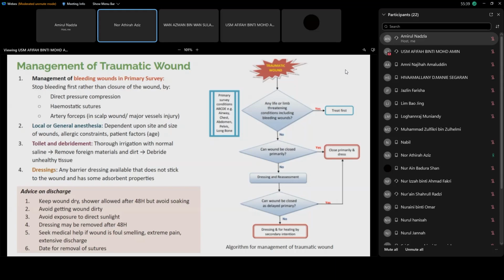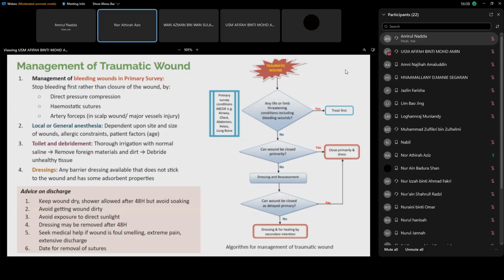And thirdly is toilet and debridement. So we have to do thorough irrigations with normal saline to remove foreign material and dirt, and also to debride the unhealthy tissues. And lastly, for dressing, use any dressing that is available, and the dressing must not stick to the wound and has some absorbent properties. And for dressing, it will be further explained by our next presenter.